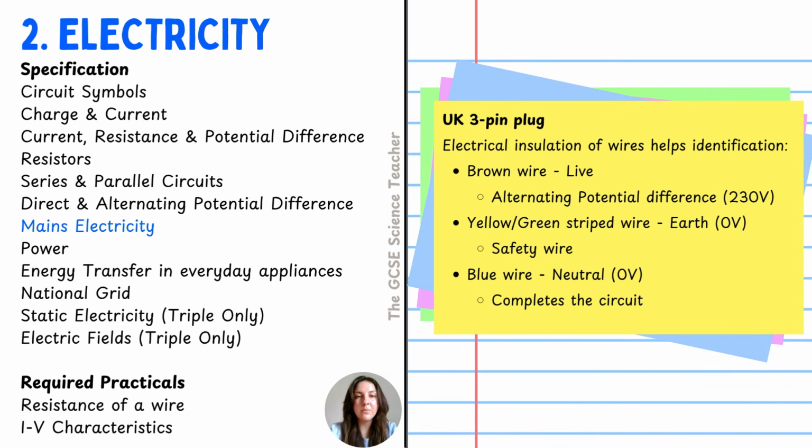The 3-pin plug in the UK for electrical devices is as follows. Every wire in the 3-pin plug has an electrical insulator that helps us identify each of the wires. The brown wire is the live wire and has alternating potential difference of 230 volts. The yellow-green striped wire is the earth wire and is often known as the safety wire because it has 0 volts. The blue wire is neutral, it has 0 volts and completes the circuit.